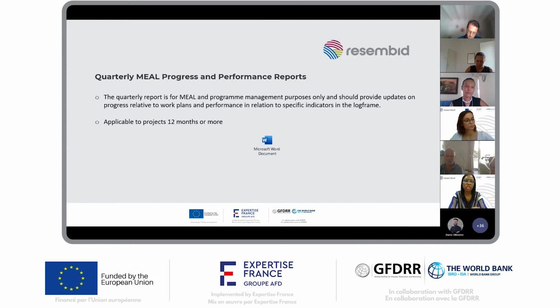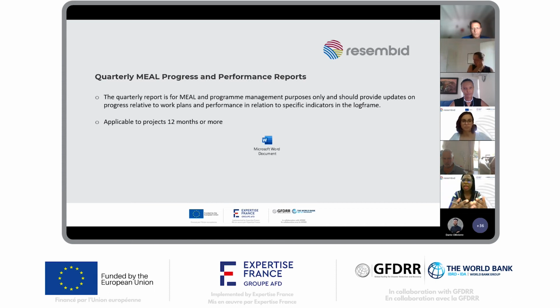So as Julia mentioned earlier, a quarterly MEL progress and performance report is required. This is really intended to help us assess how the program is doing vis-a-vis the projects, and how and why we are having this kind of performance, whether projects are not performing well or they're performing well. It gives us a sense of the why. And it also enables us to provide the requisite support in a timely manner to assist implementing partners in addressing any issues identified in implementation.